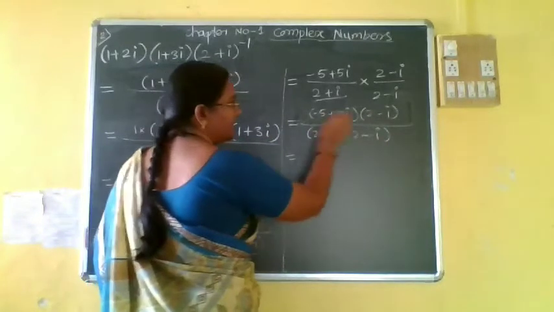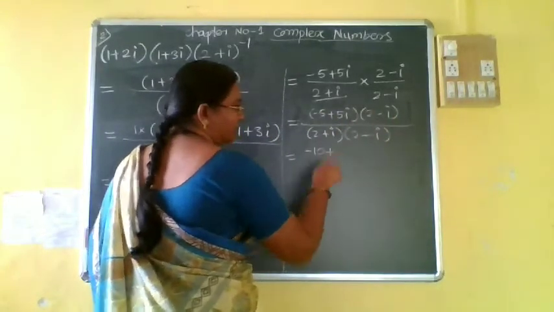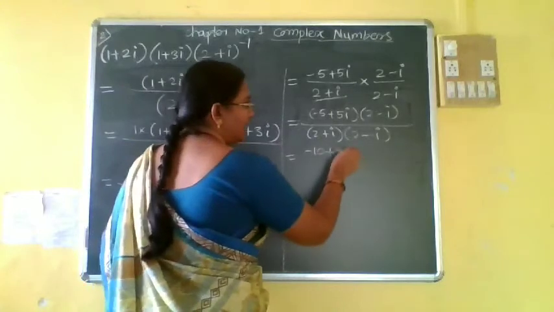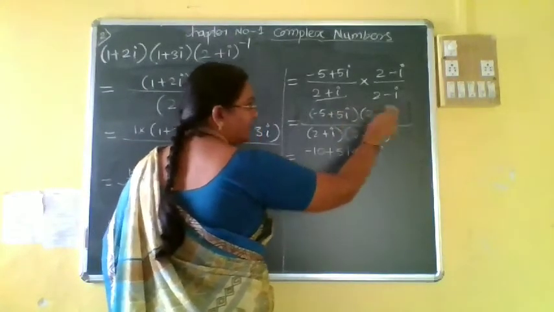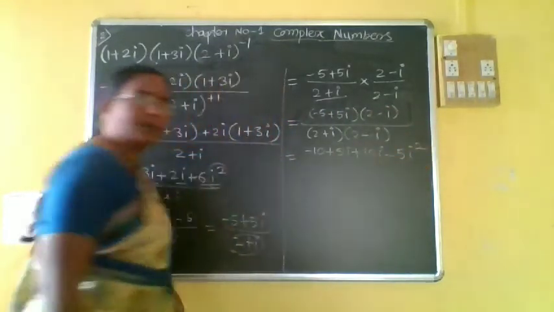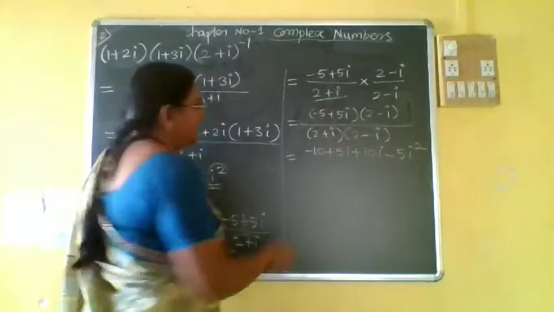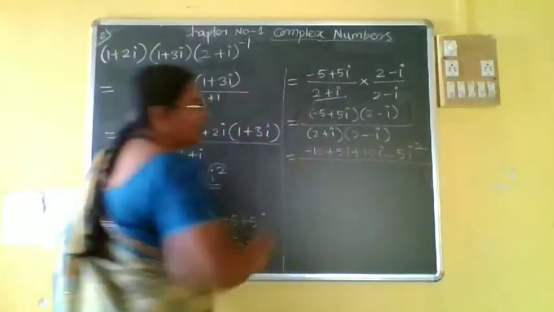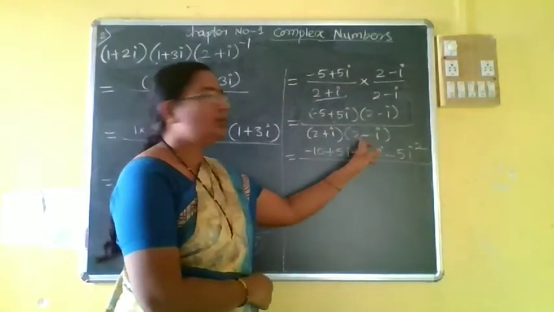That becomes minus 5 into 2 is minus 10, minus 5 into minus i becomes plus 5i. Then 5i into 2 becomes plus 10i. Then plus 5i into minus i is minus 5i square. This is the multiplication of the two brackets of the numerator. And in the denominator, how to perform this? This becomes 2 plus i into 2 minus i.